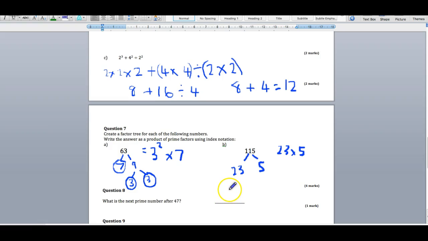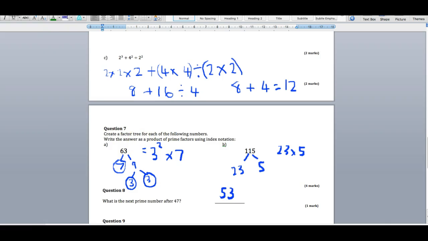Okay, question 8. What is the next prime number after 47? Okay, so this requires you to know your prime numbers. Remember, even numbers cannot be primes except for 2. So 48 is not a prime. What about 49? Now, if you know your squares, 7 times 7 is 49. 50 is an even number. 51, tricky. 13 actually goes into 51. 52 is an even number. 53 is your next prime number. Okay, so just knowing your primes, some of the sneaky ones, especially when you get into the higher numbers, can be quite tricky.